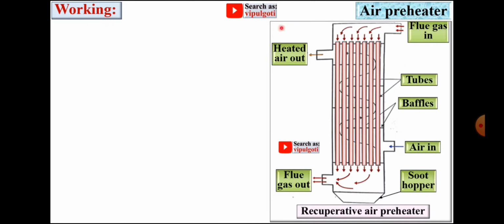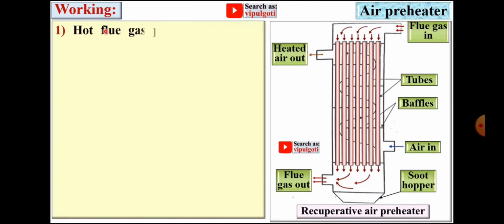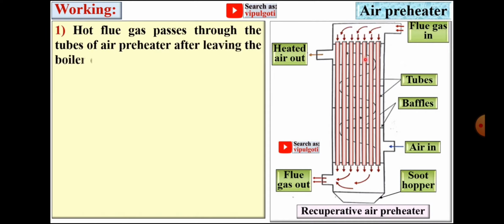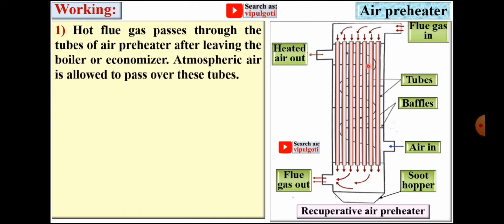Now the working of the air preheater. Hot flue gas passes through the tubes after leaving the boiler or economizer. Atmospheric air is allowed to pass over these tubes. Here you can see air in, that means atmospheric air in. Very simple: inside the tubes there is flue gas, and outside the tubes there is atmospheric air.